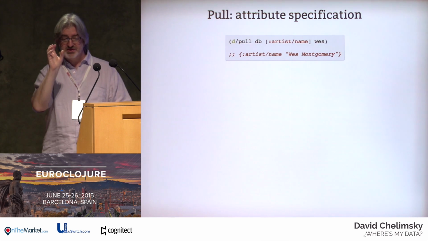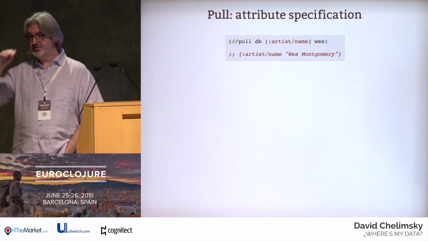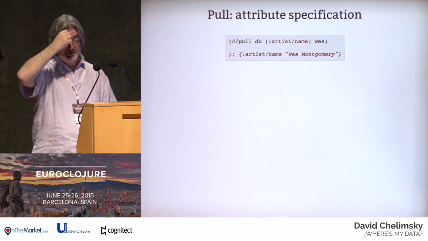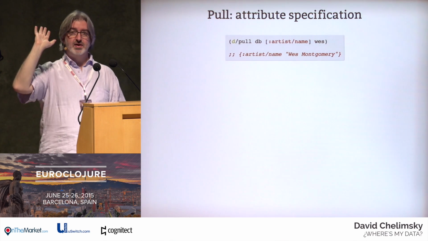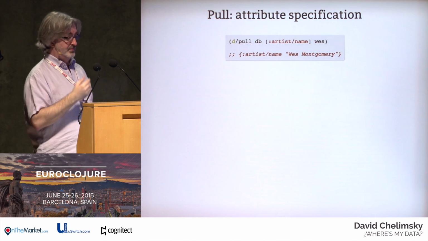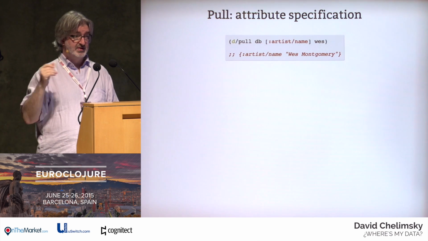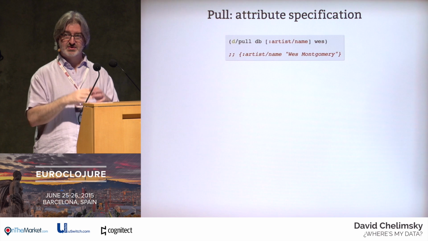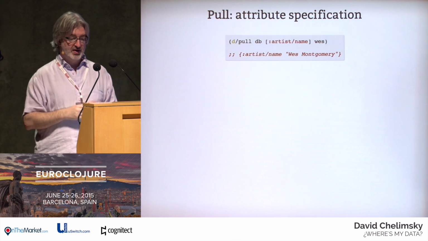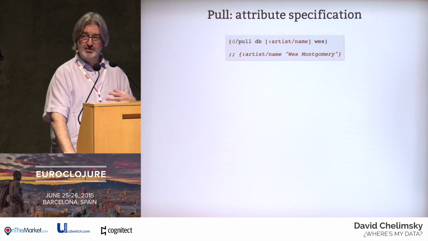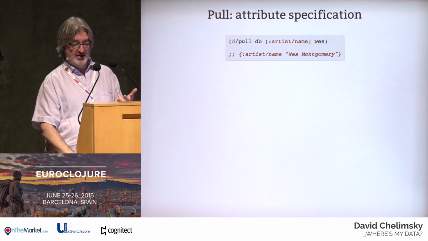So what we can do is specify the attributes that we want, and we can do this at any level. So at the top level, we can say, all I want is the artist name. And so here, the vector of artist name, that is our data pattern. That's our pull pattern. And we're saying this is the structure that I'm looking for. And that gives us back a map with the key artist name and the value associated with it.